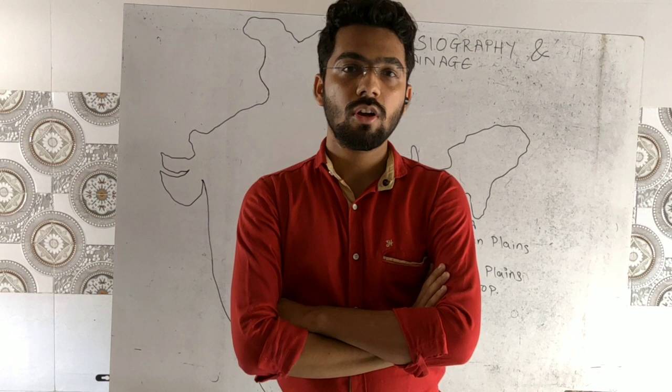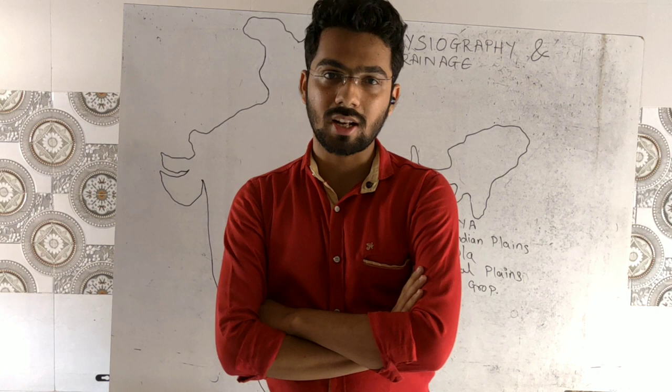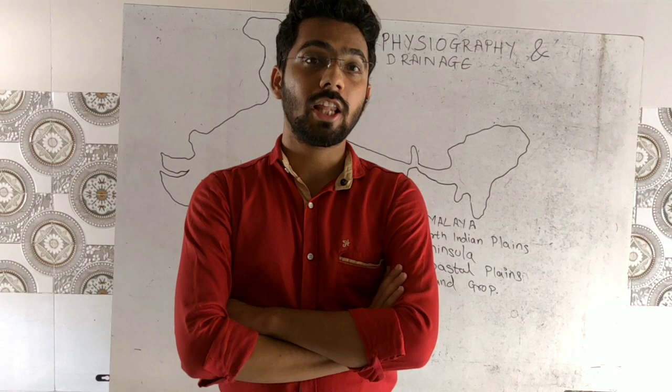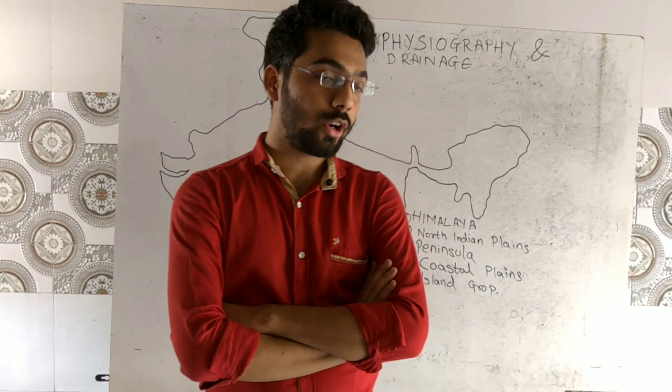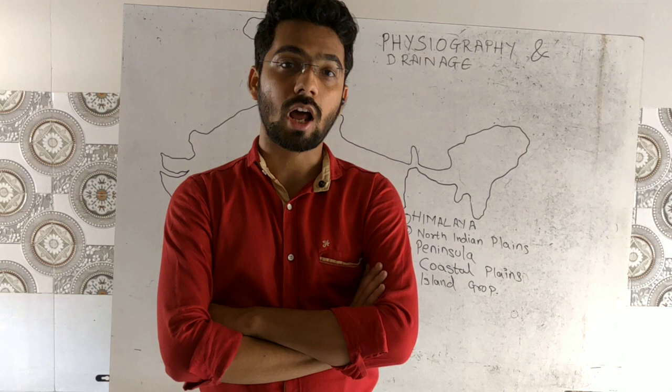First of all, we will start with the physical features of India. Physical features mean the physical structure, as I told earlier. There may be mountains, plain lands, a plateau region, a peninsula region, an island group, and the coastal land and coastal plain as well. So we are going to see how the physical features of land are described in this chapter and how we are going to learn it.